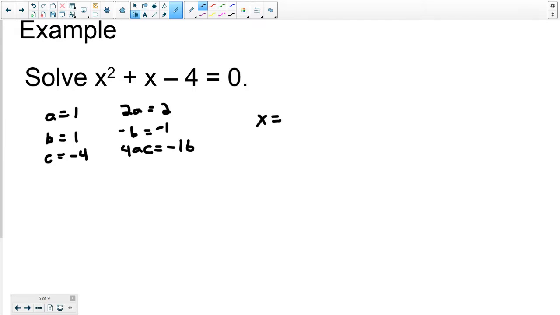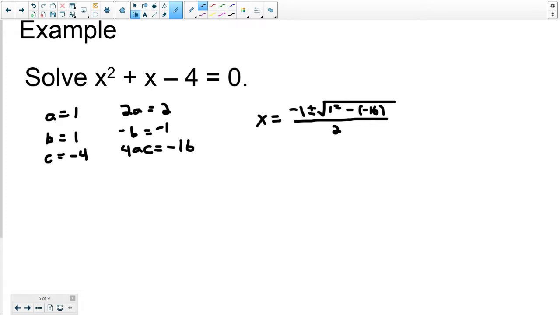So x is equal to, okay, it's negative b, so negative 1, plus or minus. We need to consider both the positive and the negative version. My square root here is going to be b squared, so 1 squared, take away this value right here, take away 4ac. It's negative 16, so I'm going to use a parenthesis here just to represent the double subtraction. All divided by 2a, which is 2.